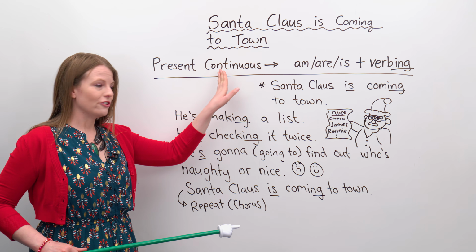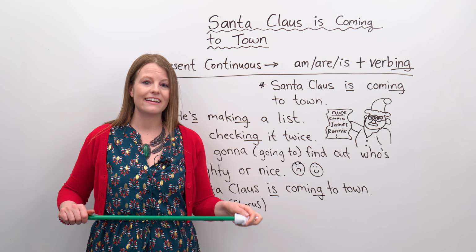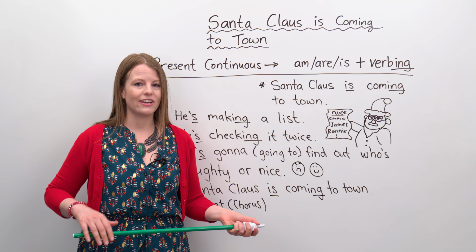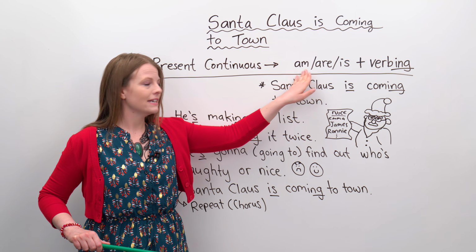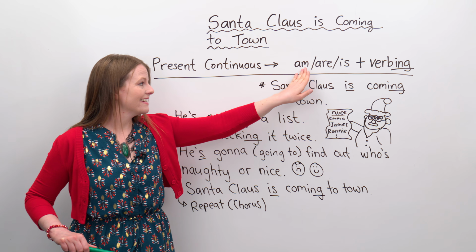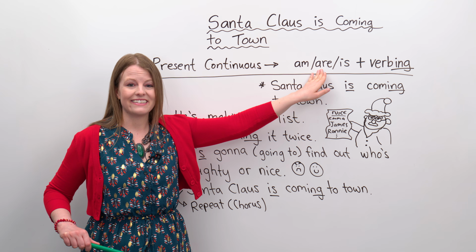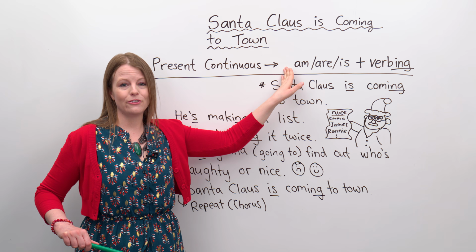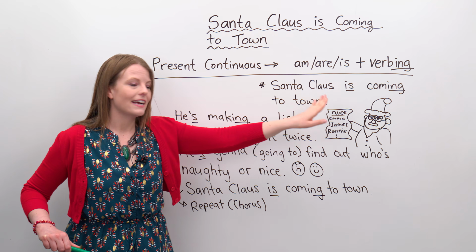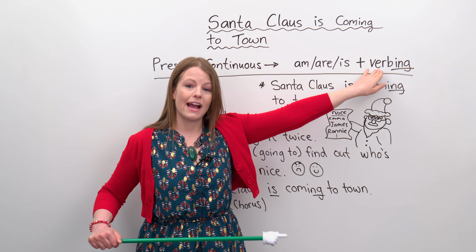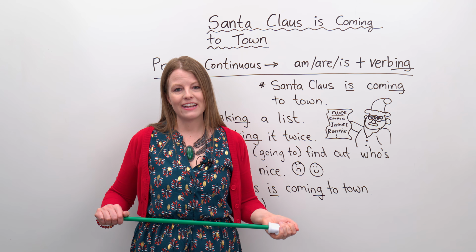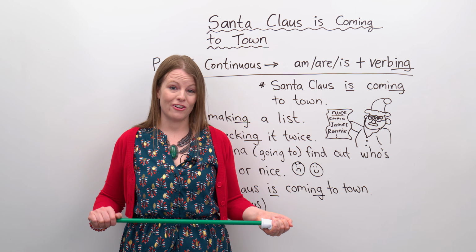So just to remind you, the present continuous tense is when you have your be verb and it's conjugated to am, I am, you are, he is, she is, they are, it is. So you have a subject, I, you, he, she, we, it, they. You have the be verb. And then you have your actual verb, that is the action, with ing. So let's look at the present continuous in this song.